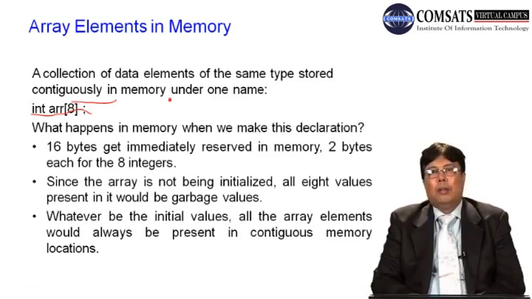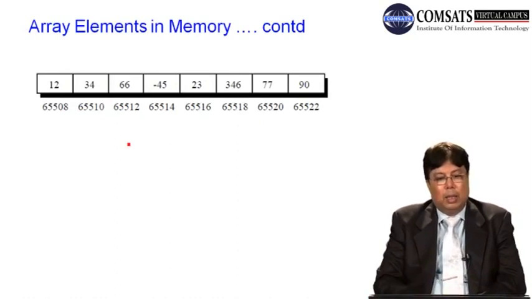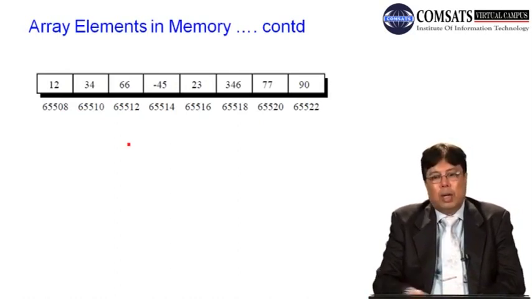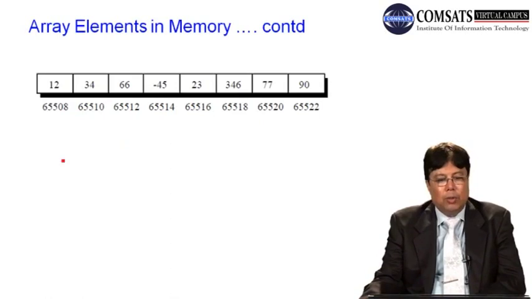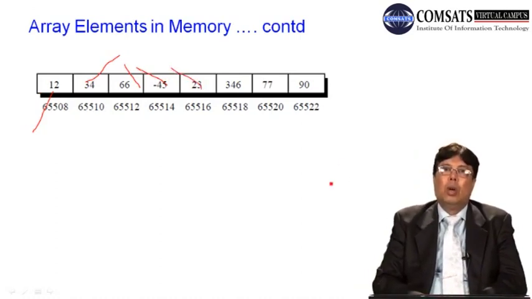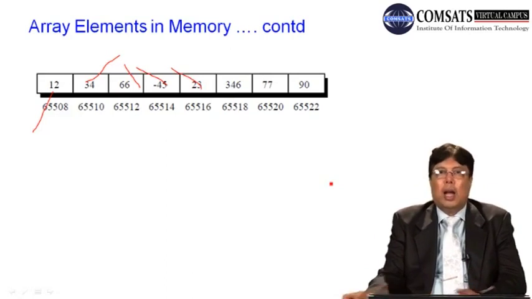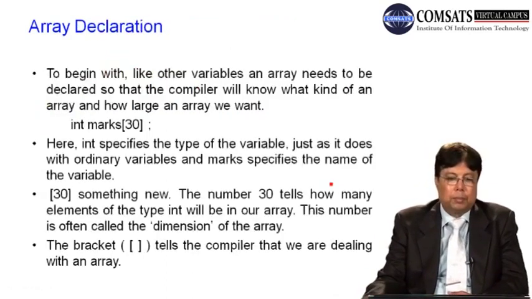So when we declare an array of integers with integer array of 8, let us see this example, and we have not initialized it. What does it mean? It means that the values which are present and which are being shown in the container are garbage values. We have not provided them. So whatever was present in the memory is there in the memory. Okay, and that we call a garbage value.